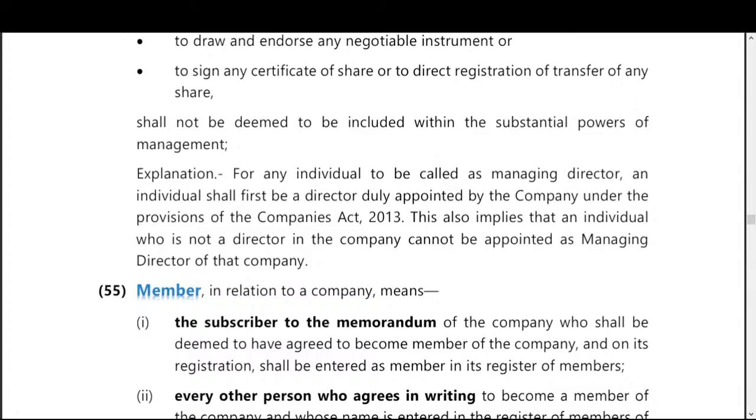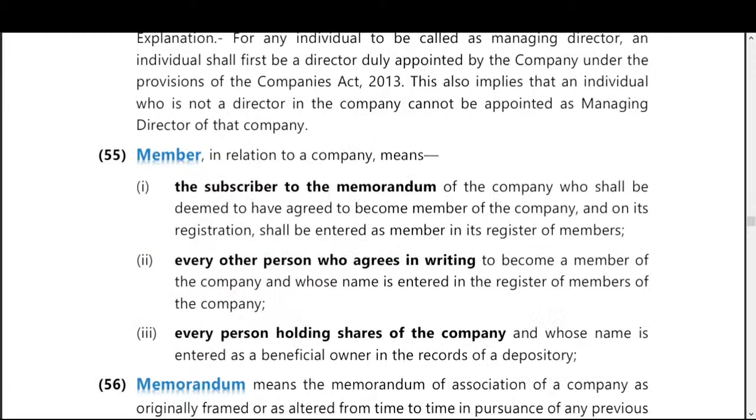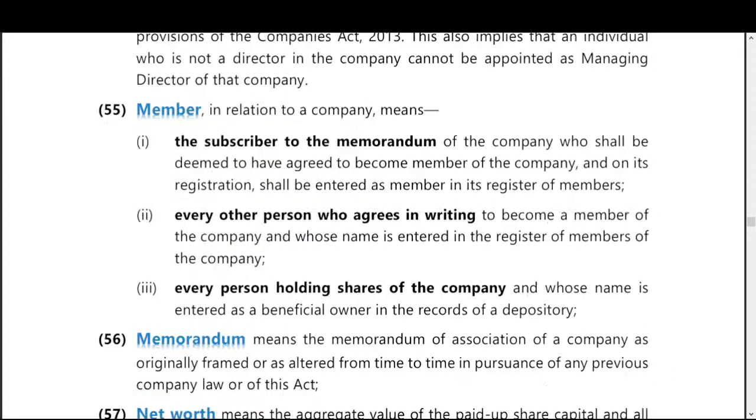Member, in relation to a company, means the subscriber to the memorandum of the company who shall be deemed to have agreed to become a member of the company, and on its registration shall be entered as a member in its register of members. Every other person who agrees in writing to become a member of the company and whose name is entered in the register of members of the company. Every person holding shares of the company and whose name is entered as a beneficial owner in the records of a depository.